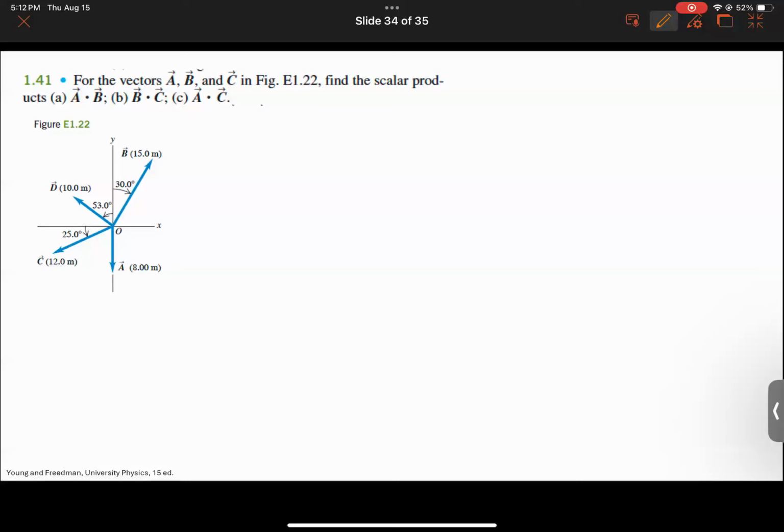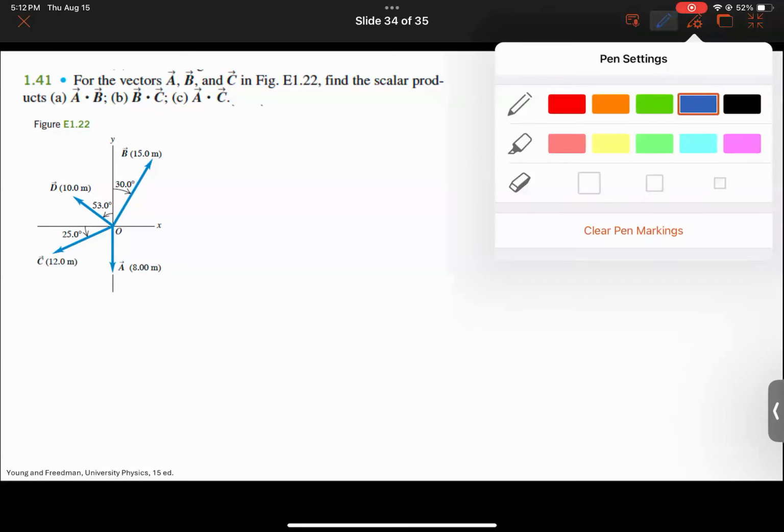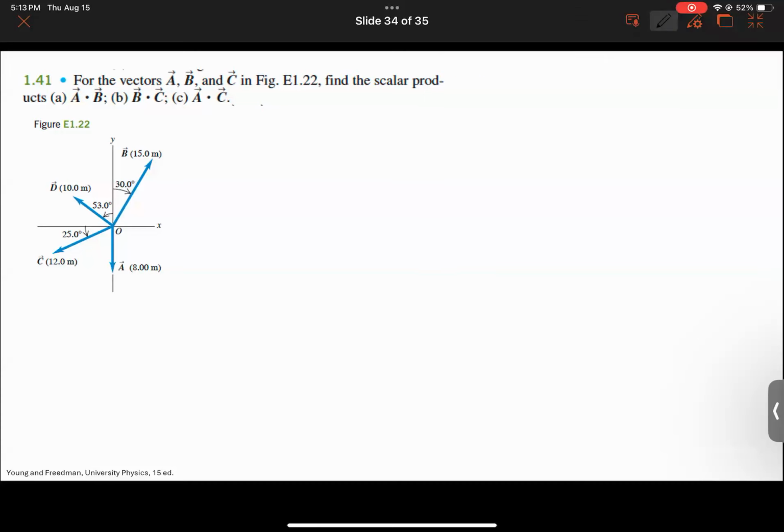So let's do this exercise. Okay, it's actually the same exercise, but instead of doing the dot product, we'll do the cross product. So what we'll do is A cross B, letter A. Well, we'll do A, B, and C. We'll take the magnitude of each of them, and then in terms of unit vectors, we'll only do A cross B.